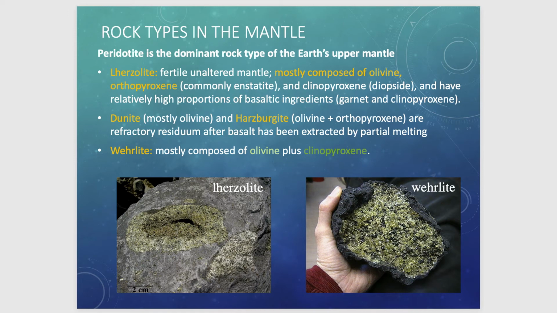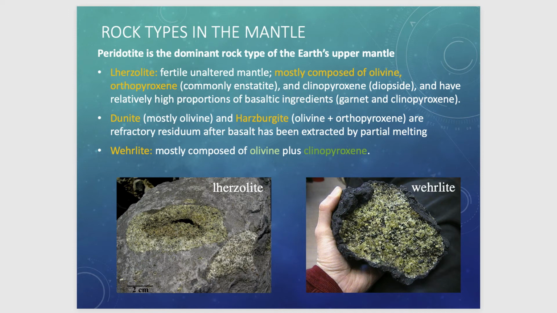So lherzolite will essentially be melted partially, and the result is that we are losing something from the lherzolite, and this is going to compose gabbros and basalts in the crust, because it's the source magma basically. What is left will be dunites, which are mostly olivine, and harzburgites, which are a combination of olivine and orthopyroxene.